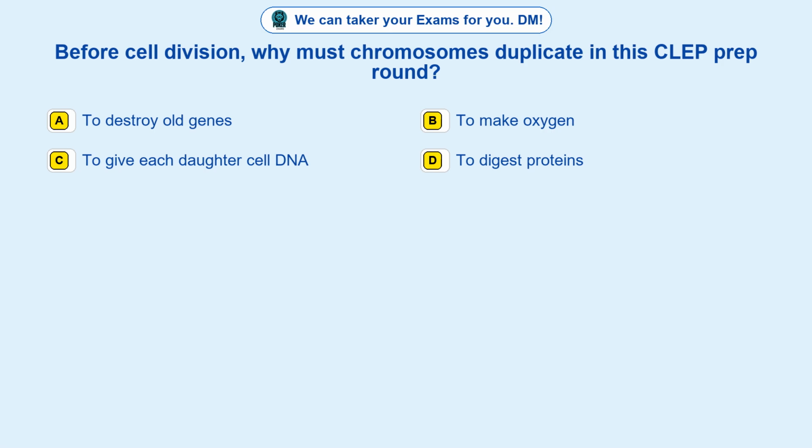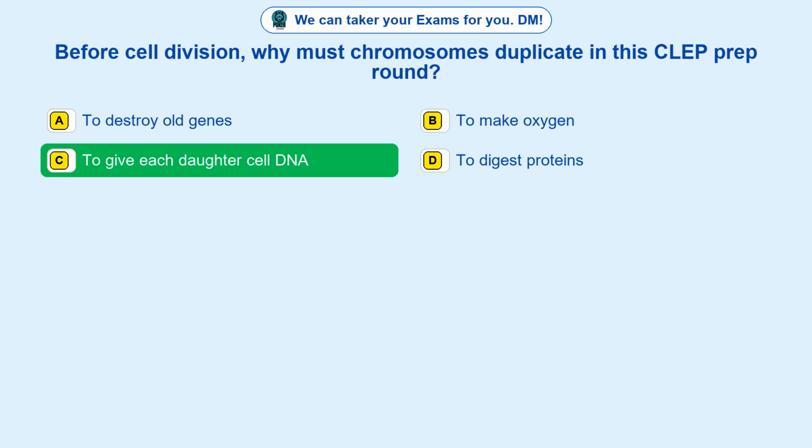Question 4. Before cell division, why must chromosomes duplicate in the CLEP prep round? Option A, to destroy old genes. Option B, to make oxygen. Option C, to give each daughter cell DNA. Option D, to digest proteins. The correct answer is option C, to give each daughter cell DNA.